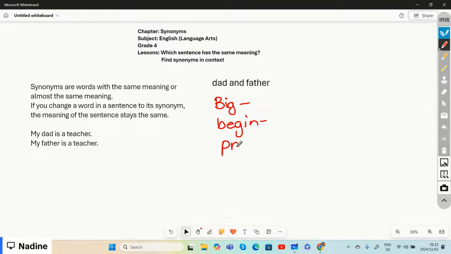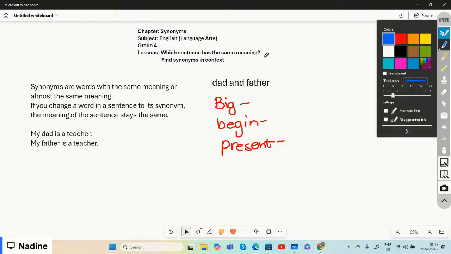Present. It's my birthday and my friends brought me presents. What is another word for presents? Yes, so we can say big. The synonym of big is large. Yes, well done. Another word for begin is to start something. Well done.